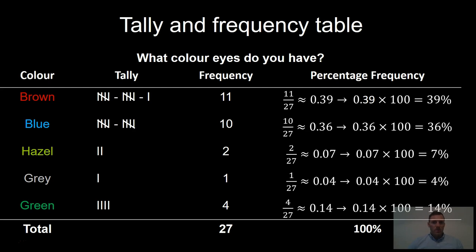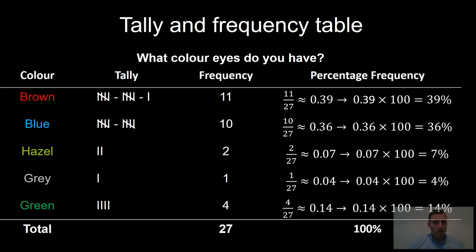The percentage frequency shows the percent that an item came up compared with the total number of results. So the total number of people surveyed is 27, and that can be identified by the total in the frequency column. The way we work out percentage frequency is we say 11 divided by 27, or 11 over 27 as a fraction, because we had 11 people with brown eyes, and there's 27 people in total. We can put that into our calculator, and it is approximately 0.39. To turn that into a percentage, we times it by 100, so we get 39% of people had brown eyes.